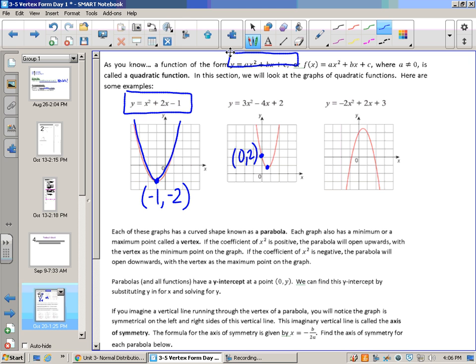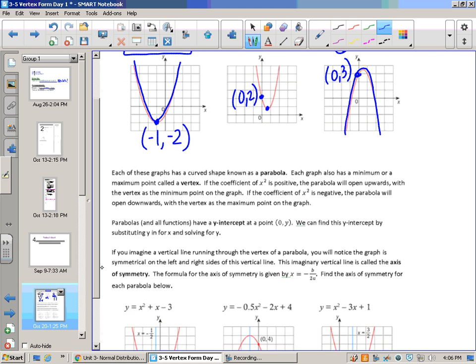Okay, and the third one, you can see now our parabola is opening down because a is a negative number, -2. Again, you can see the y-intercept is at 0, 3. So these are just some things that you should notice about these. Each of these graphs has a curved shape known as a parabola. You're used to that word. Each graph also has a minimum or a maximum called the vertex.